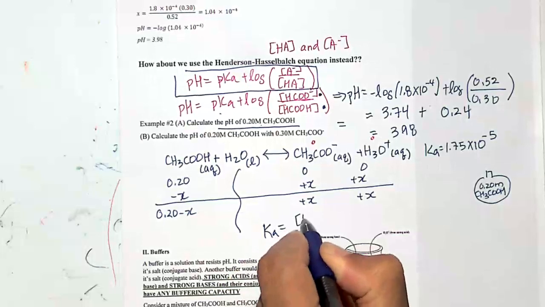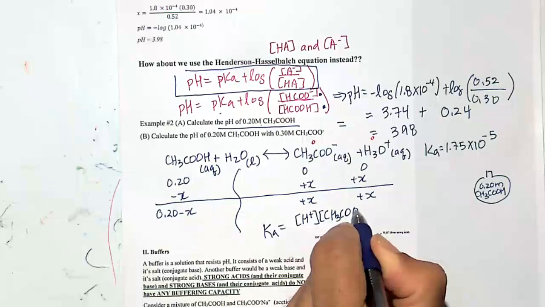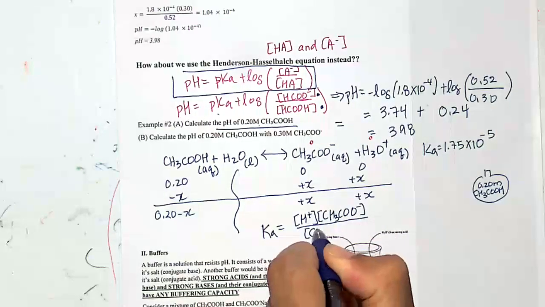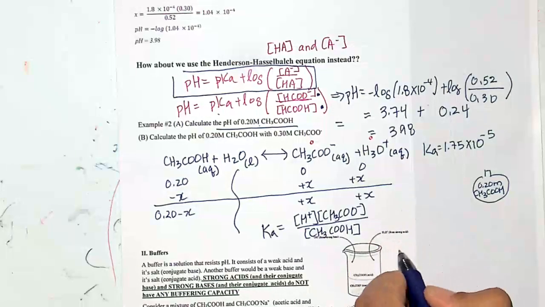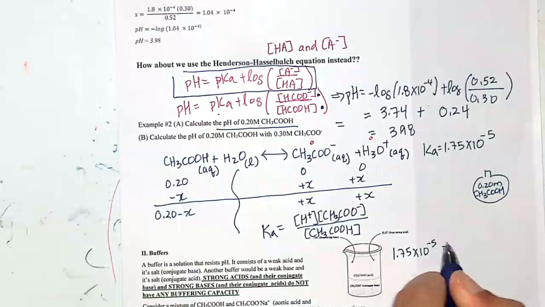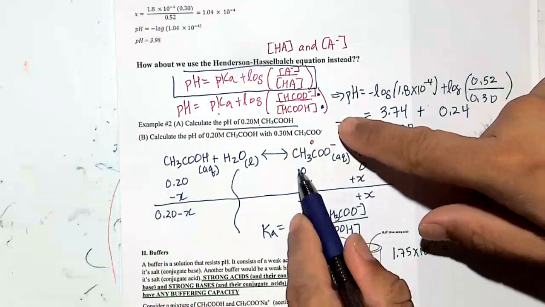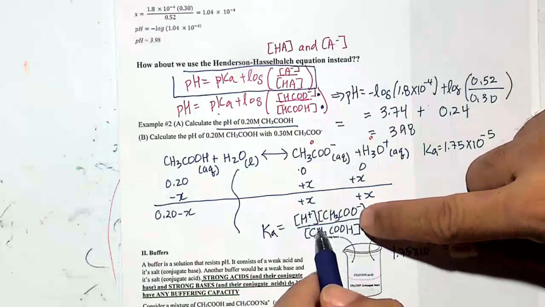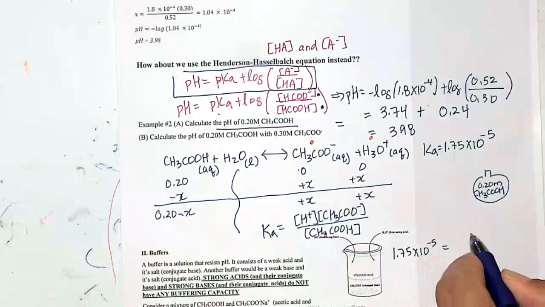Ka is going to equal the hydrogen ion times acetate divided by acetic acid. All right, plugging things in, 1.75 times 10 to the minus 5. This H plus is x, this acetate is x, x times x is x squared, and this acetic acid is 0.20 minus x.